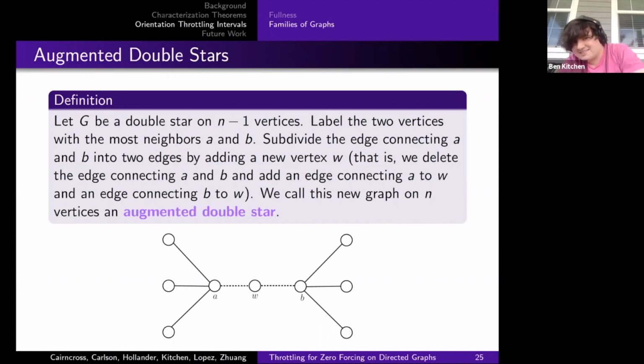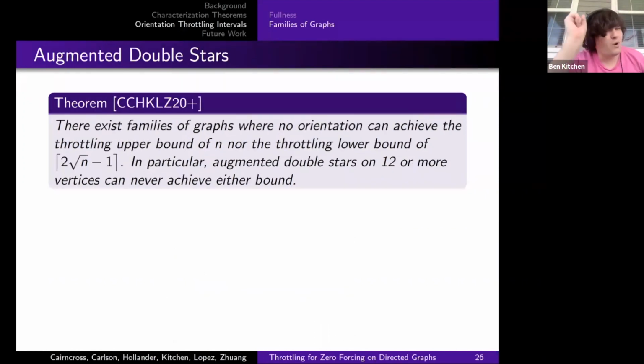And it is the case that for augmented double stars on 12 or more vertices, it is impossible to achieve the lower bound, and it's impossible to achieve the upper bound. Once again, the proof of this has been omitted for the sake of time, but this is a true statement.